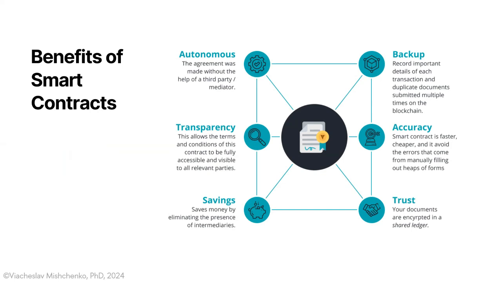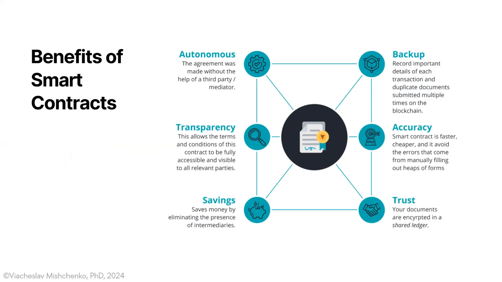or for human error. And the transparency aspect is equally crucial, because I always tell my students that this is like having a glass house for your agreements, where every party can see exactly what they are getting into. And here, all terms and conditions are fully visible to relevant parties, which dramatically reduces disputes.